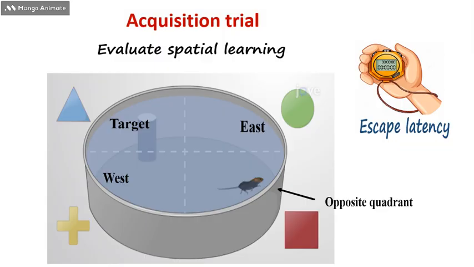Finally, calculate the average escape latency for this animal by averaging the escape latencies from the 4 quadrants. Repeat the same procedure for the rest of the animals and repeat the same procedure over the 4 training days. Note that, over days, the escape latency should decrease, indicating learning.